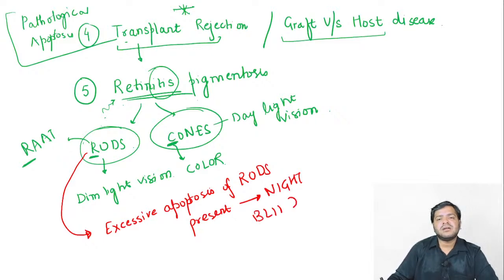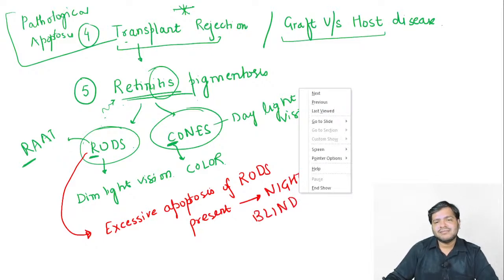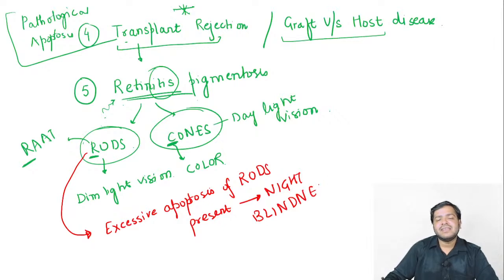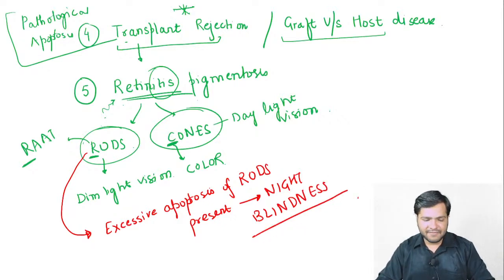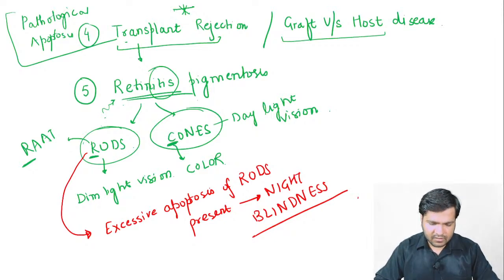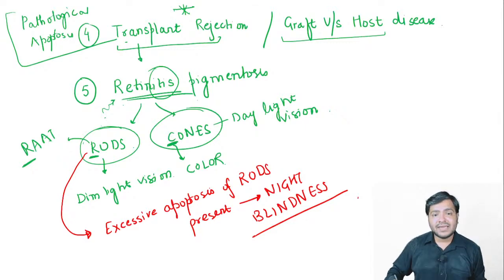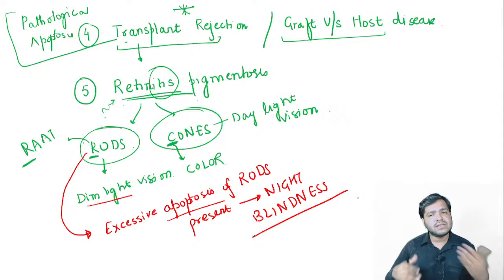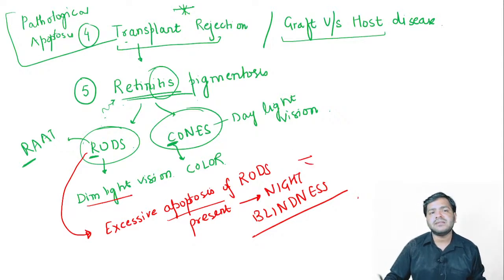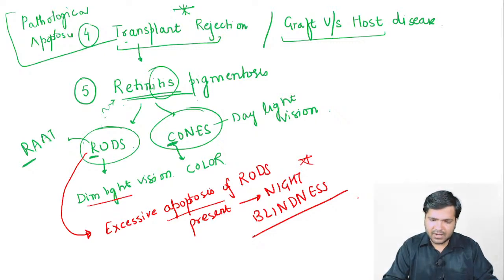रात में दिखना बंद हो जाएगा, अंधेरे में। Night blindness, it is simply referred to as the night blindness, guys. So that is all about if there is excessive apoptosis of rods. अगर rods की apoptosis हो गई, rods की cells जाती जा रही हैं, which is responsible for seeing in the dim light, so ultimately you won't be able to see in the dim light. Ultimately what will happen? It will lead to night blindness. That is nothing but the retinitis pigmentosa.